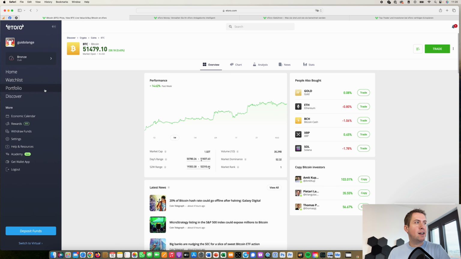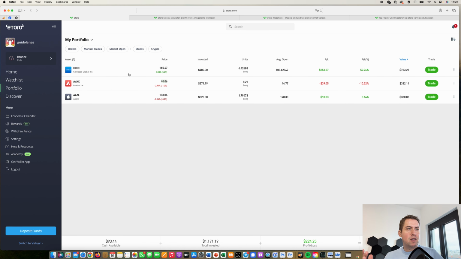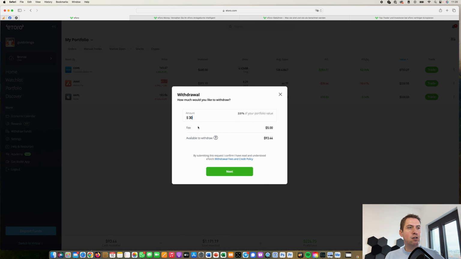Once you have bought something like Bitcoin or a stock or whatever you have, you can go into your portfolio and see the position. For example, Coinbase here is up 52%, and here you have the profit and loss in dollars. If you want to sell it, you can click on close all here and it would automatically close the trade. Then you would sell the Coinbase stock, and you would actually receive dollars back. If you want to withdraw, you just click on withdraw and select how much you want to withdraw. Here you have to keep in mind that there is a $5 fee if you want to withdraw your money from the exchange.